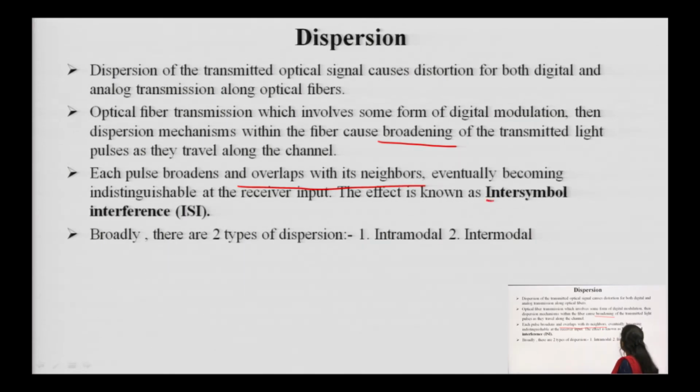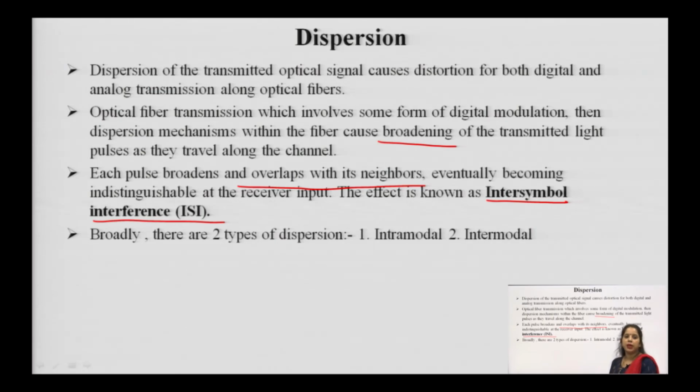This effect is known as inter-symbol interference, or ISI. This is a very important term, and you have to always remember what is meant by ISI. In that case, you have to write: during the dispersion process each pulse broadens and overlaps with its neighbors, so that at the receiver end input it becomes very difficult to distinguish between two adjacent signals, and this is known as inter-symbol interference or ISI.